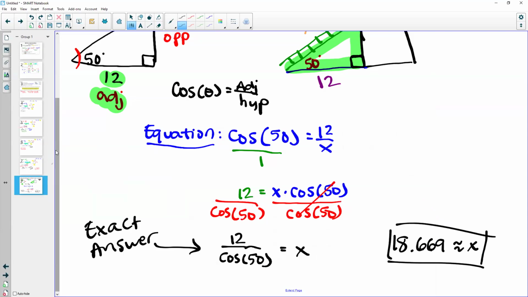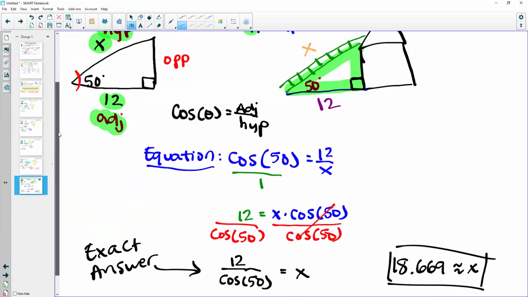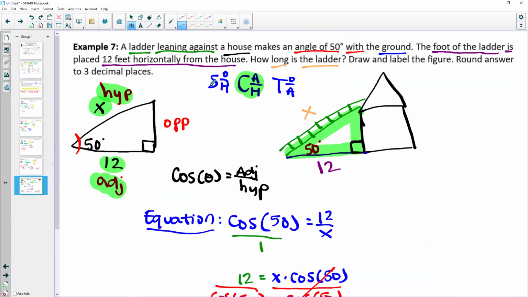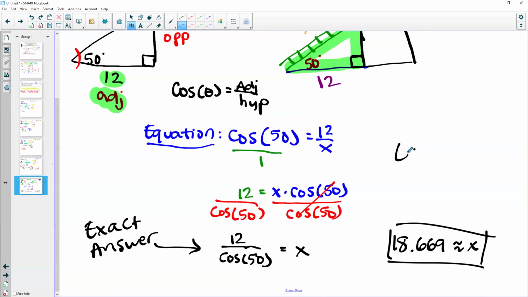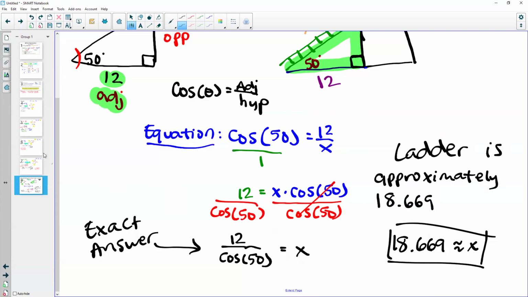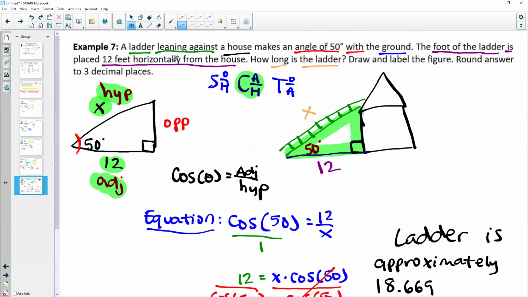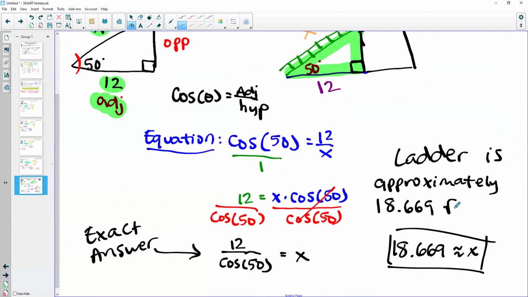And for these types of word problems, typically they're asking you to find some kind of length of some sort, and length has units. So it said, how long is the ladder? Well, the ladder is approximately 18.669, and the units we were looking at for this problem, here we see that they were talking about feet. So 18.669 feet would be our answer.